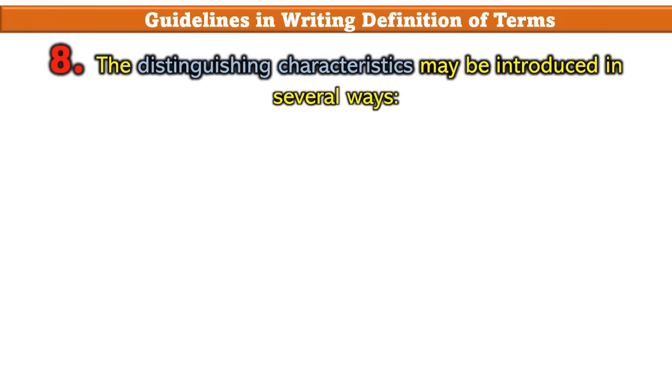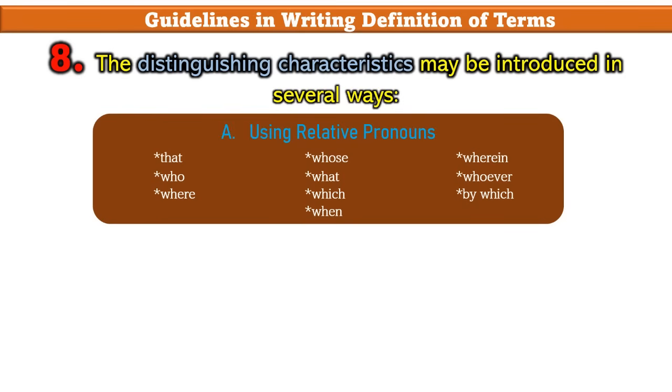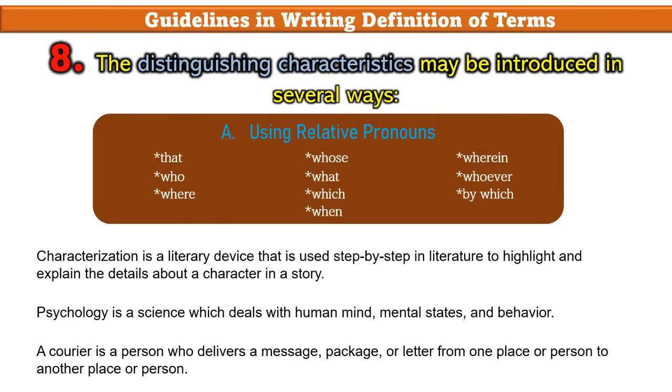Number 8. The distinguishing characteristics may be introduced in several ways. So, ano-ano nga ba ang mga pamamaraan ng pag-introduce sa distinguishing characteristic? First is using relative pronouns such as that, who, where, whose, what, which, when, wherein, whoever, and by which. Take a look at the given examples below.